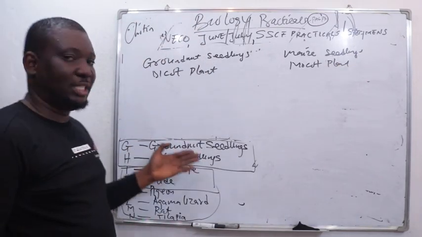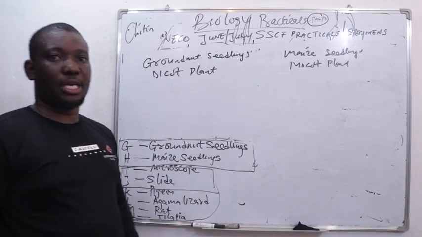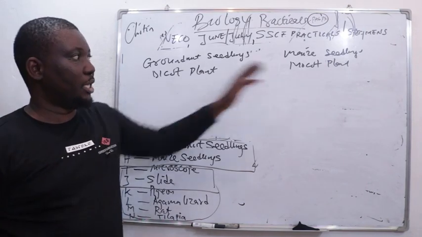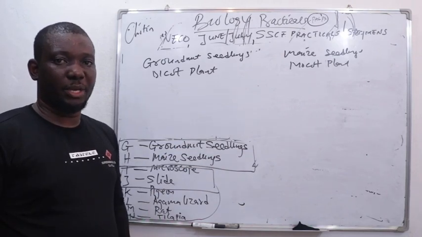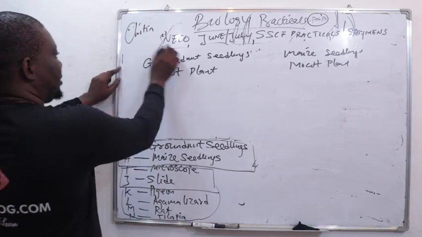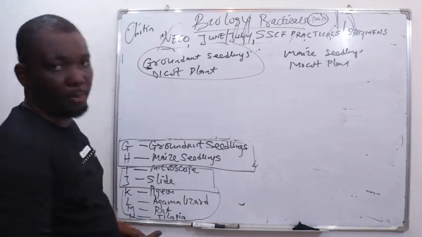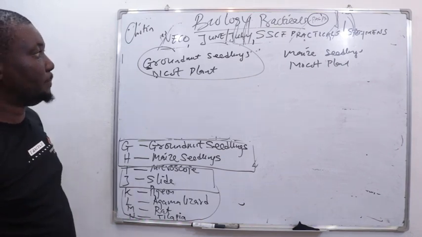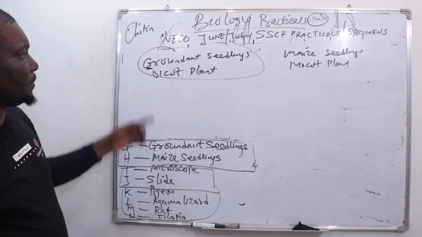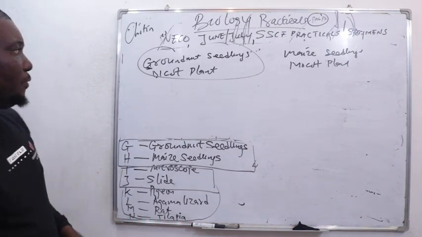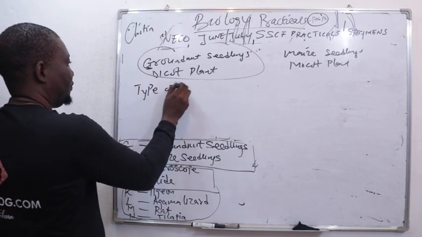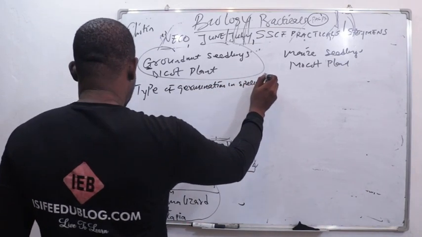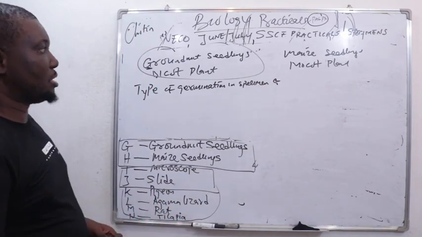So now we're going to look at germination here. There are two types of germination. Germination can either be hypogeal or epigeal. So you have to check which one is hypogeal and which one is epigeal. Specimen G is for groundnuts, H for maize, so these sound alike. Let me start with the type of germination in specimen G, groundnut seedling.